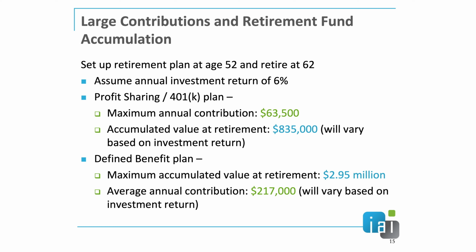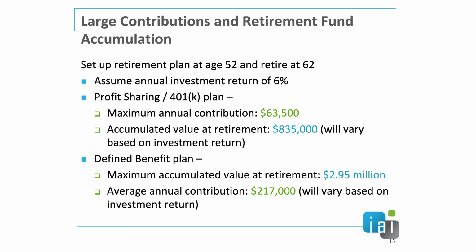And let's start with a profit-sharing 401k plan. Here, the maximum annual contribution this owner can make is $63,500 per year. At 5%, this will accumulate at retirement to approximately $835,000. This will vary based on investment return, and losses cannot be made up.